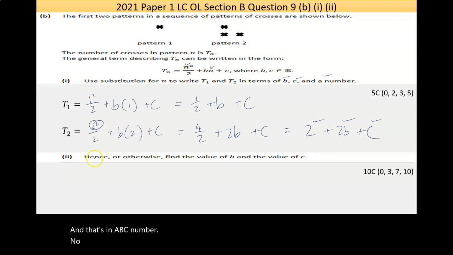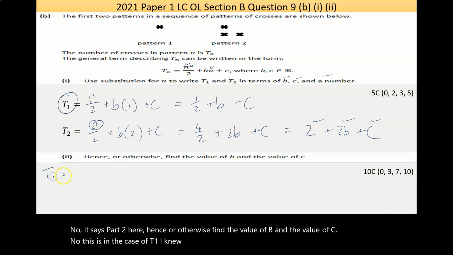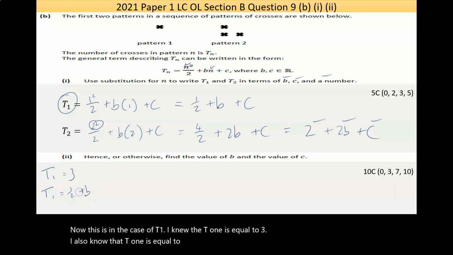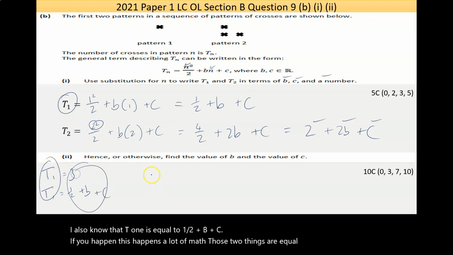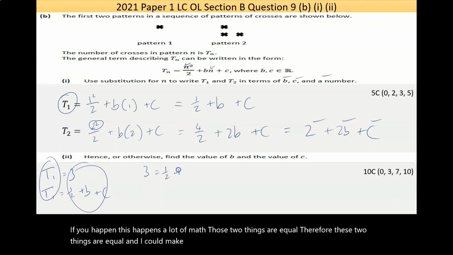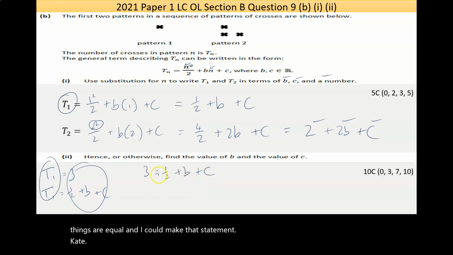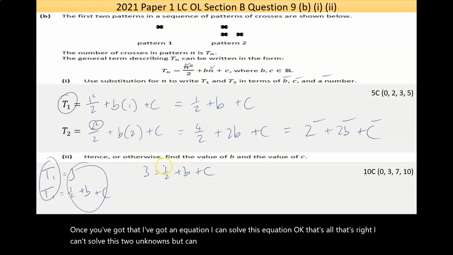Now it says part 2 here, hence or otherwise, find the value of b and the value of c. Now this is in the case of T1. I knew that T1 is equal to 3. I also know that T1 is equal to a half plus b plus c. Now, and this happens a lot in maths, if those two things are equal, then these two things are equal, and I can make that statement. Once I've got that, I've got an equation. I can't solve it, it's two unknowns, but I can rearrange or simplify it.